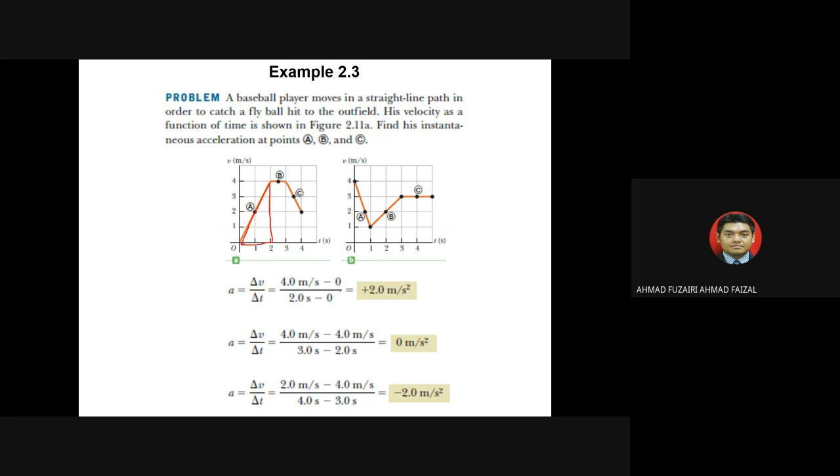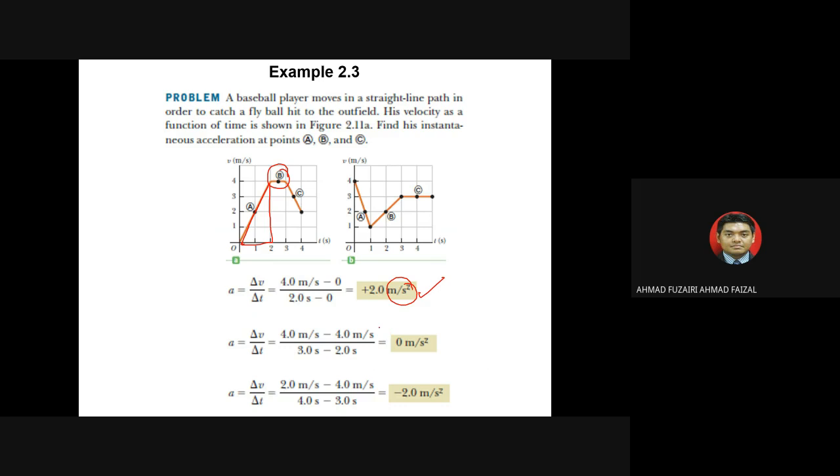Which is 4 minus 0 over 2 minus 0, you will get 2 meters per second squared. Look at the unit. The unit is very important. Don't just simply put meters per second, or you will get it wrong. And the acceleration at point B is obviously 0, because velocity is not changing between t equals 2 and t equals 3.